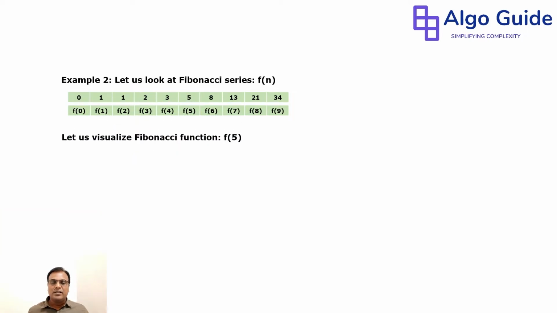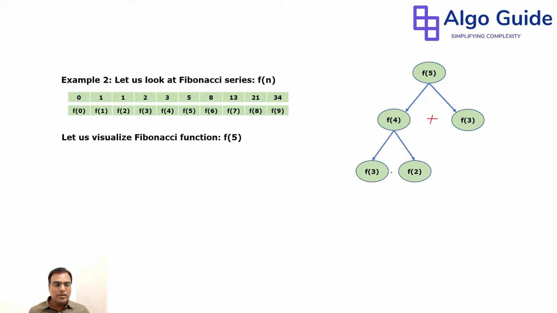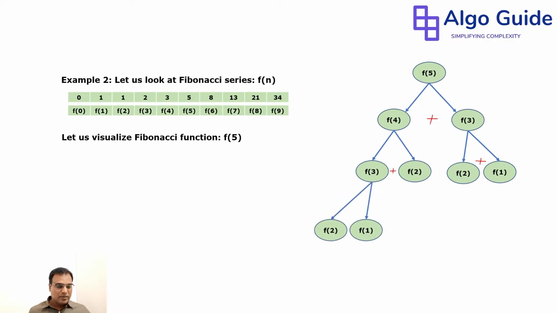Let us visualize the Fibonacci series function with a value 5 in the form of a solution tree. Now f of 5 internally calls f of 4 plus f of 3. That is, the value of f of 5 depends on the value of f of 4 plus f of 3. Similarly, f of 4 internally calls f of 3 plus f of 2. F of 3 internally calls f of 2 and f of 1.